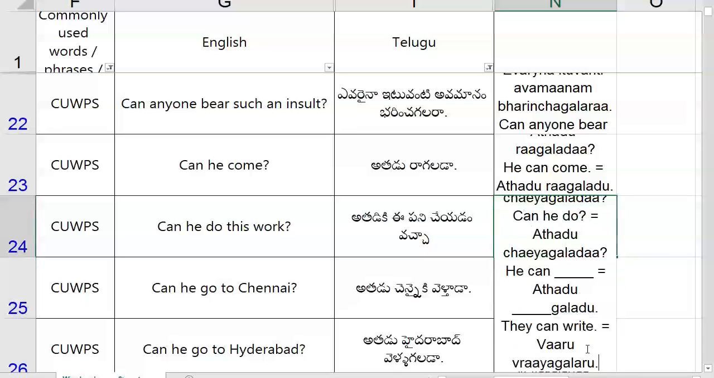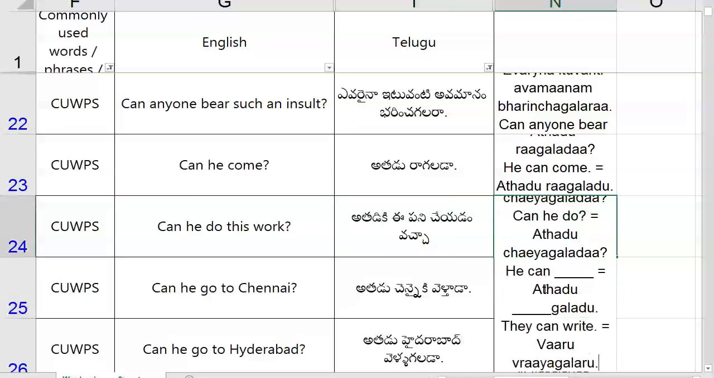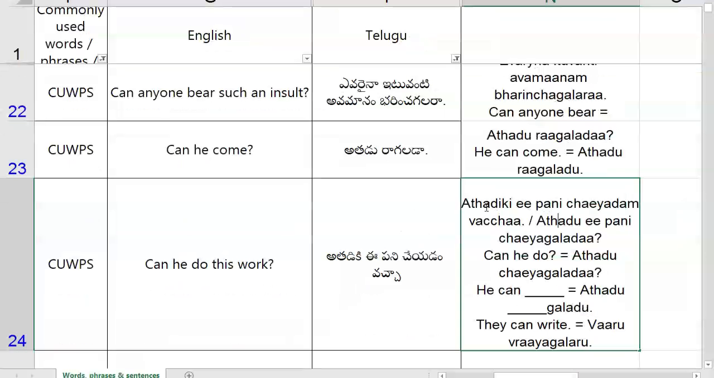Similarly, you can make sentences also. Can he do? అతడు చేయగలడా? Can he write? అతడు వ్రాయగలడా? Like that you make positive sentences and questions related to ability. So the second option is అతడికి ఈ పని చేయడం వచ్చా? This is contextual meaning. అతడికి ఈ పని చేయడం వచ్చా?